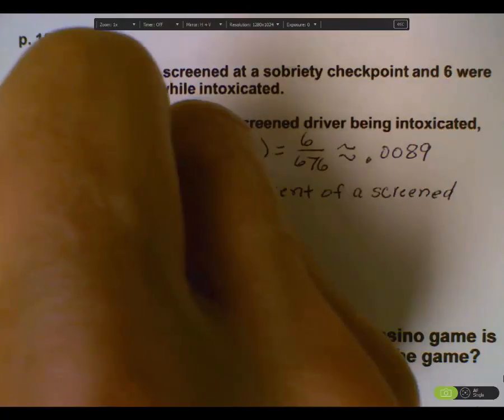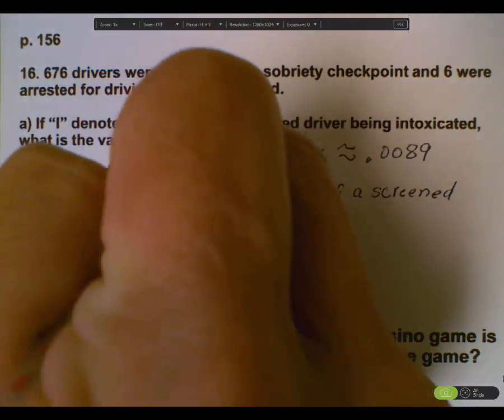Or I'm going to say being unintoxicated. Same thing.